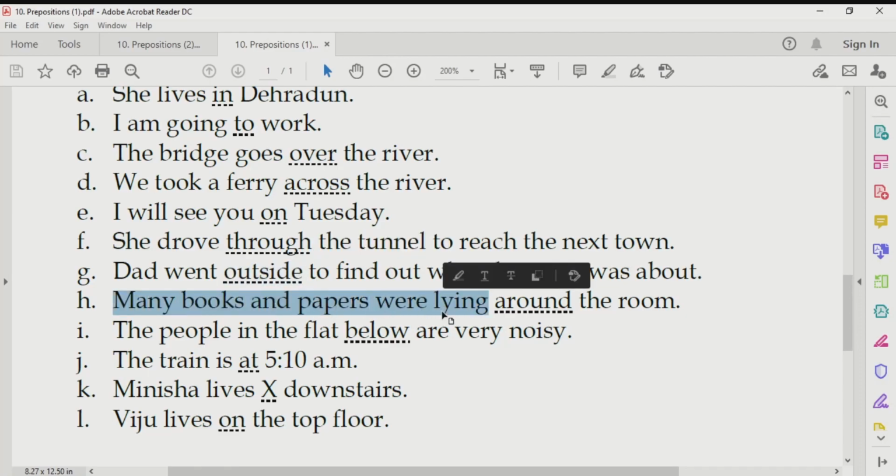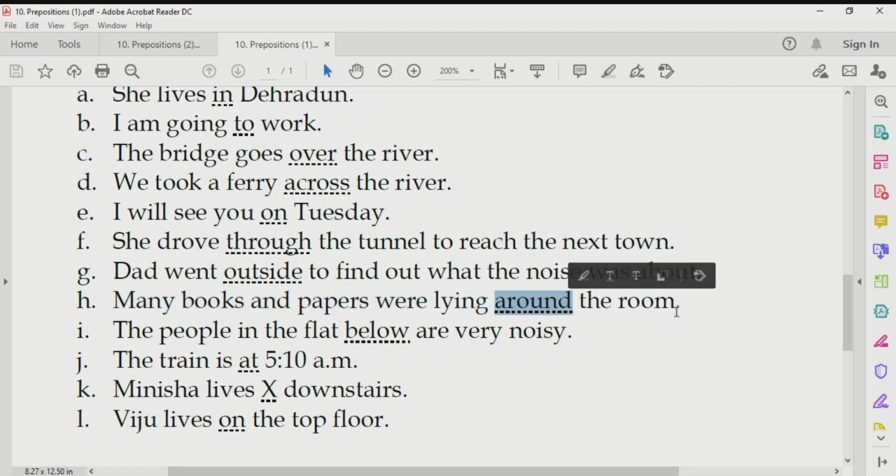Many books and papers were lying around the room. Over here, you need to know that whenever we are talking about this kind of situation, many books and papers were lying. That means the room was in a mess. And whenever there is mess in a room, we say that all around there is a lot of mess. That means it will be on all sides. If you are standing in the center of the room and you are looking around, you will find mess all around the room. So very easy to understand.